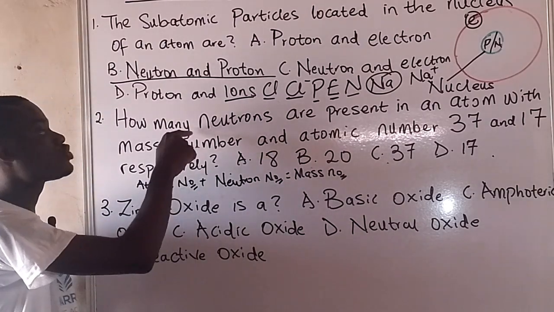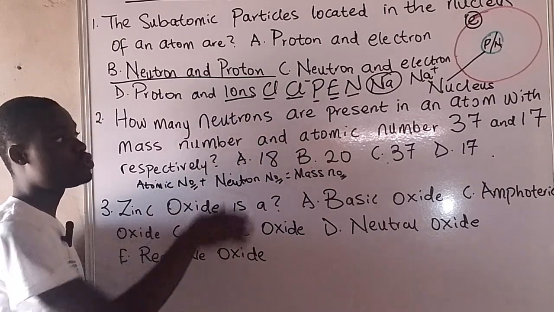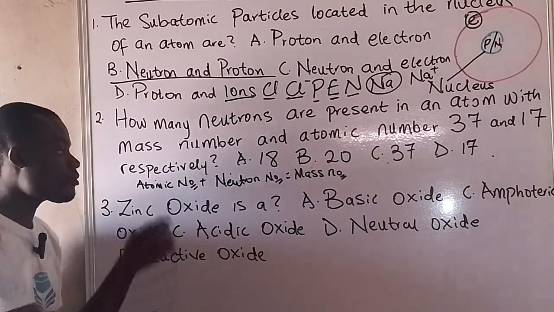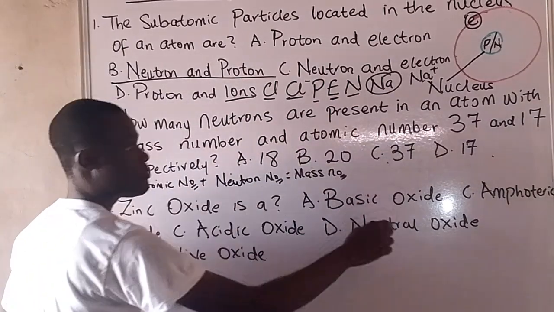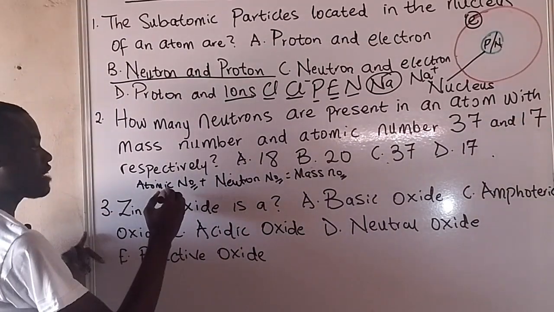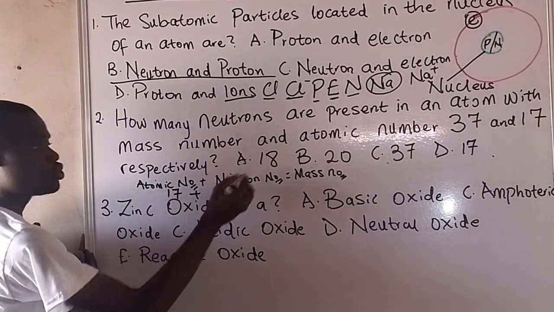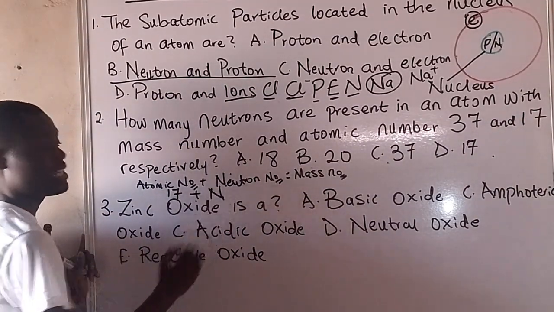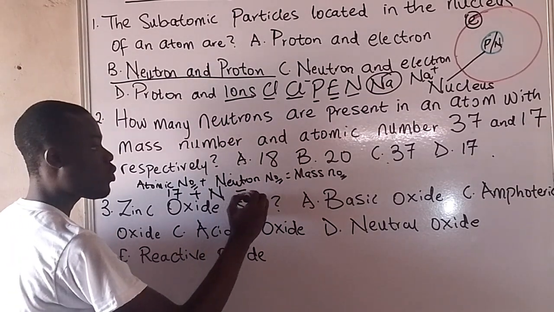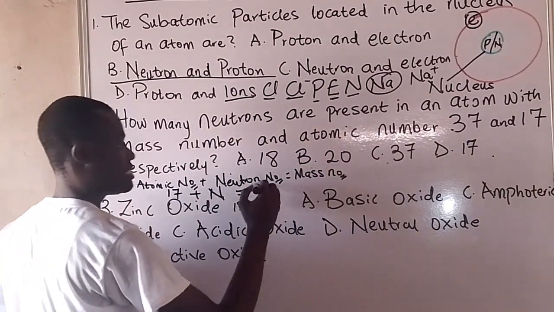Now in this question, we are told to calculate the number of neutrons present in this atom. The atomic number for this atom is 17. So we have 17 plus the neutron number, which we are looking for, let's take that as n, is equal to the mass number, which is 37.